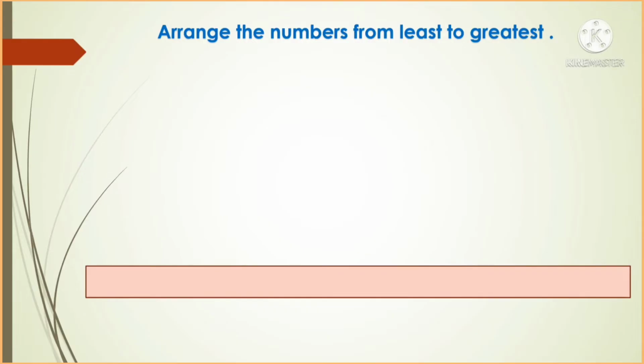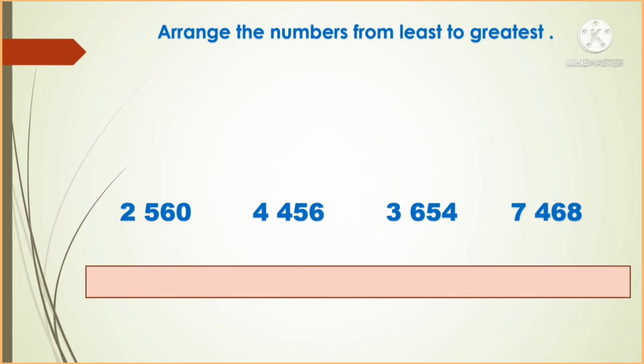Arrange the numbers from least to greatest. Ibig sabihin, iaayos natin ang mga bilang simula sa pinakamaliit hanggang sa pinakamalaki. So we have here 2,560, 4,456, 3,654, and 7,468. So, ano-ano nga ba ang ating gagawin?